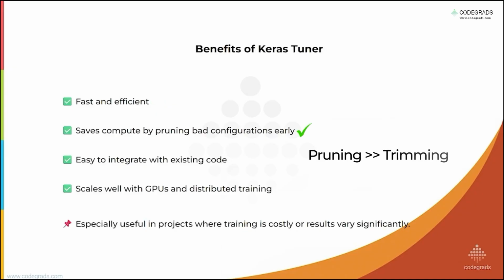Now, benefits of Keras Tuner: it is fast and efficient, as we have discussed earlier. It saves compute by pruning bad configurations early. So whatever the computational complexity of the model is, it can be pruned, and all the bad configurations can be avoided. It is easy to integrate with existing code. We need not change the code while using the Keras Tuner. It scales well with GPUs and distributed training, which is an advantage when cost complexity is considered. It is especially useful in projects where training is costly or results vary significantly. These are the main advantages of why we need to use the Keras Tuner.